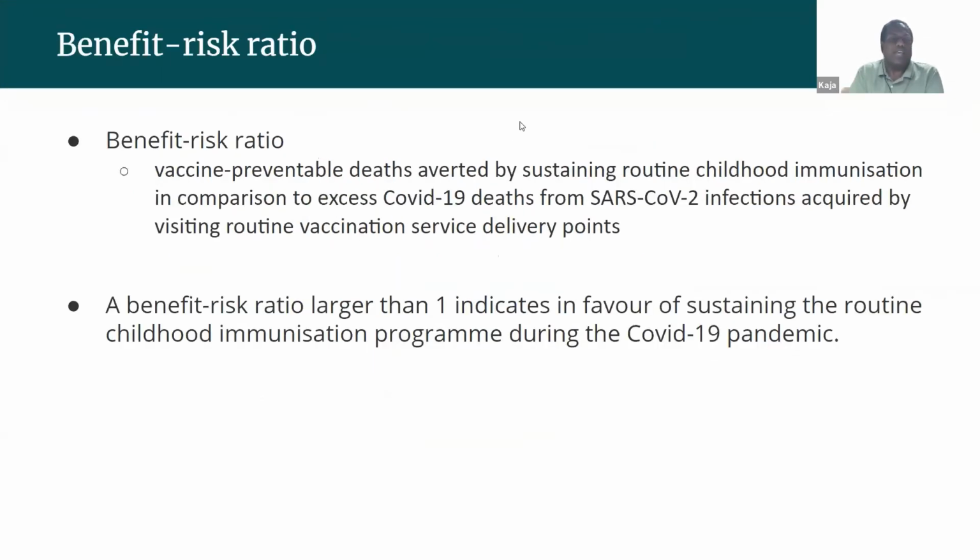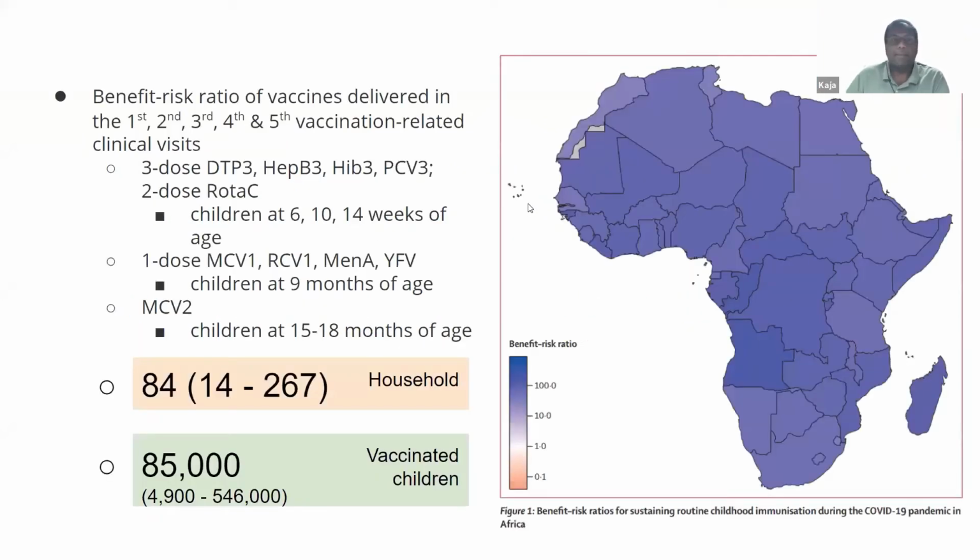So thereby now we have both sides of the ratio, on the benefit side as well as on the risk side. So with respect to the benefits, it is the vaccine preventable deaths averted by continuing the routine childhood immunization program. On the risk side is the excess COVID-19 deaths from SARS-CoV infections acquired by visiting these routine vaccination clinics. And a benefit risk ratio larger than 1 indicates in favor of sustaining the routine childhood immunization program during the COVID-19 pandemic. Next slide, please.